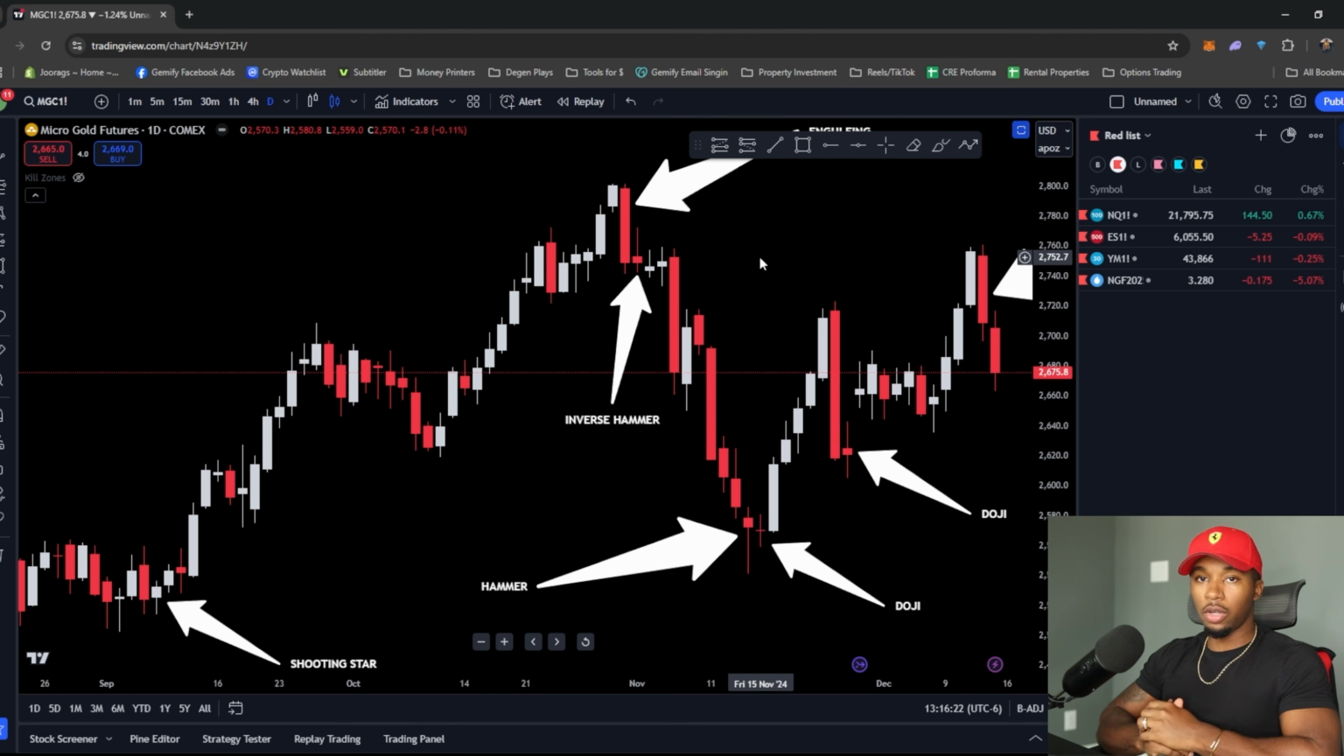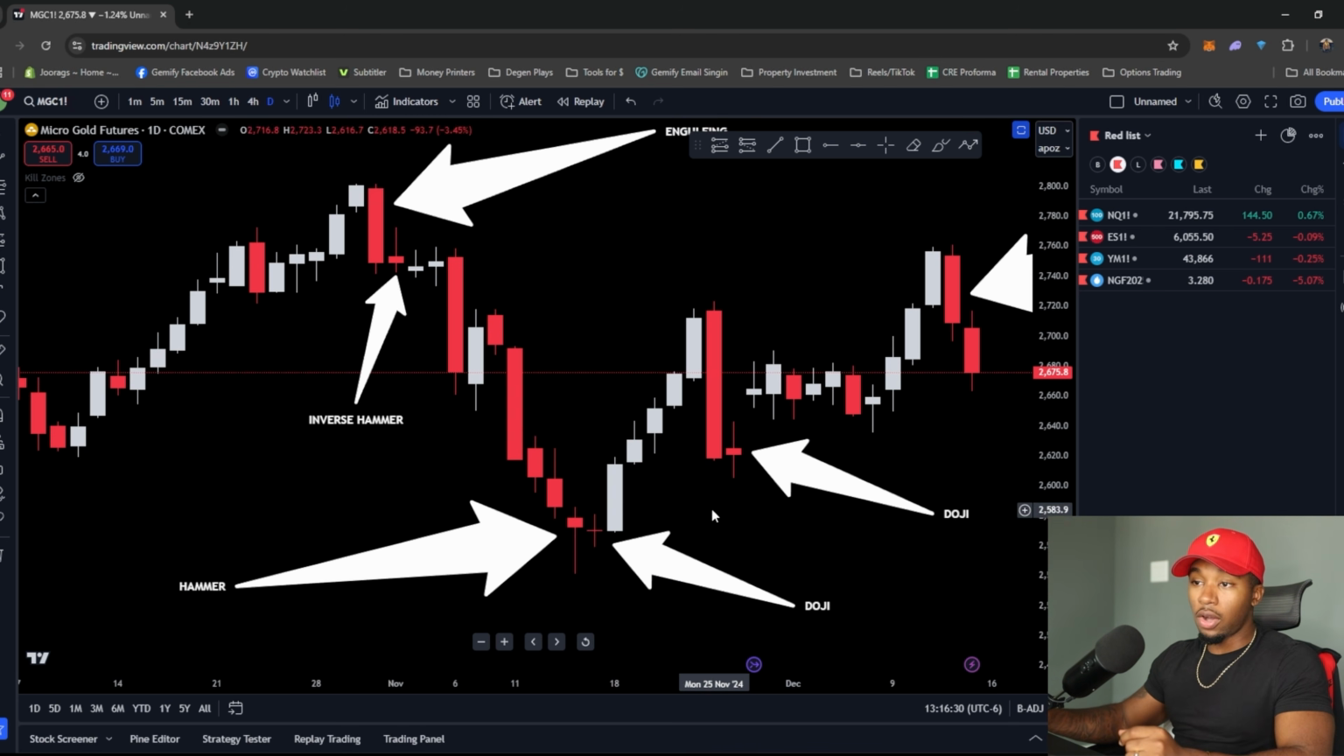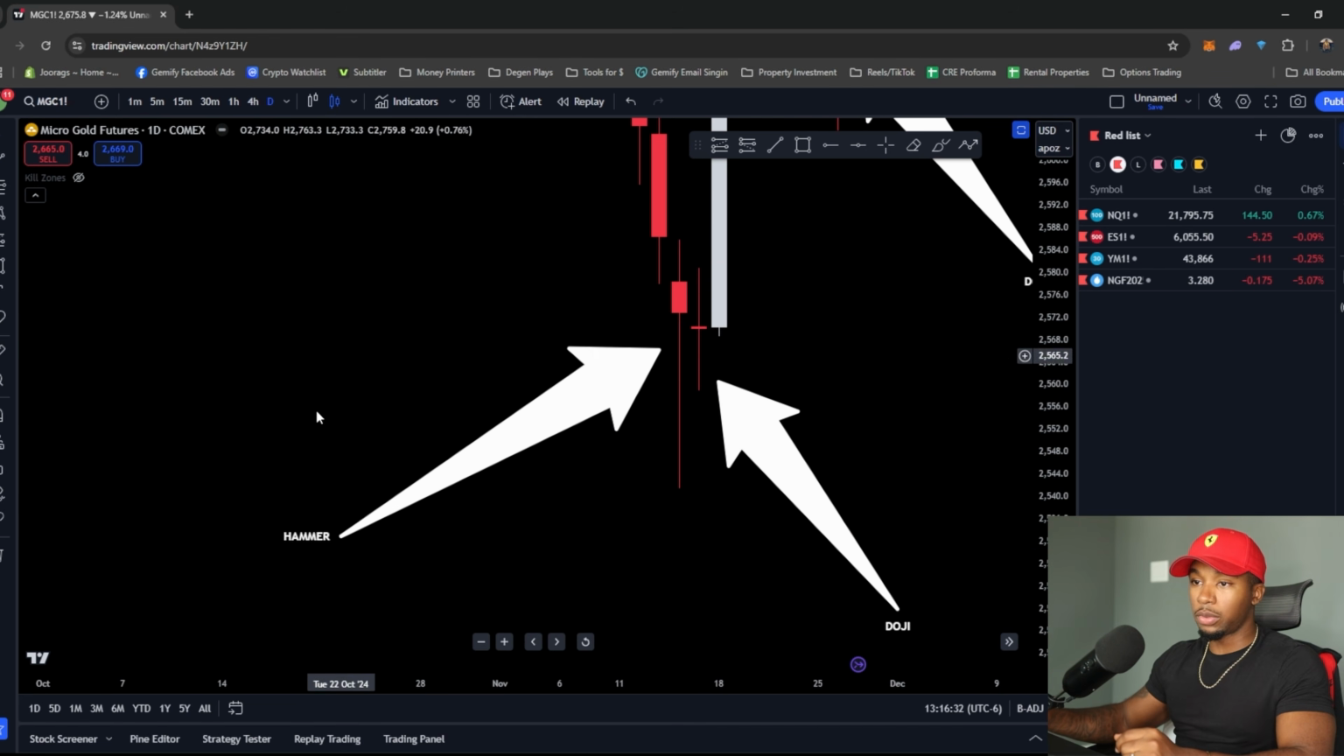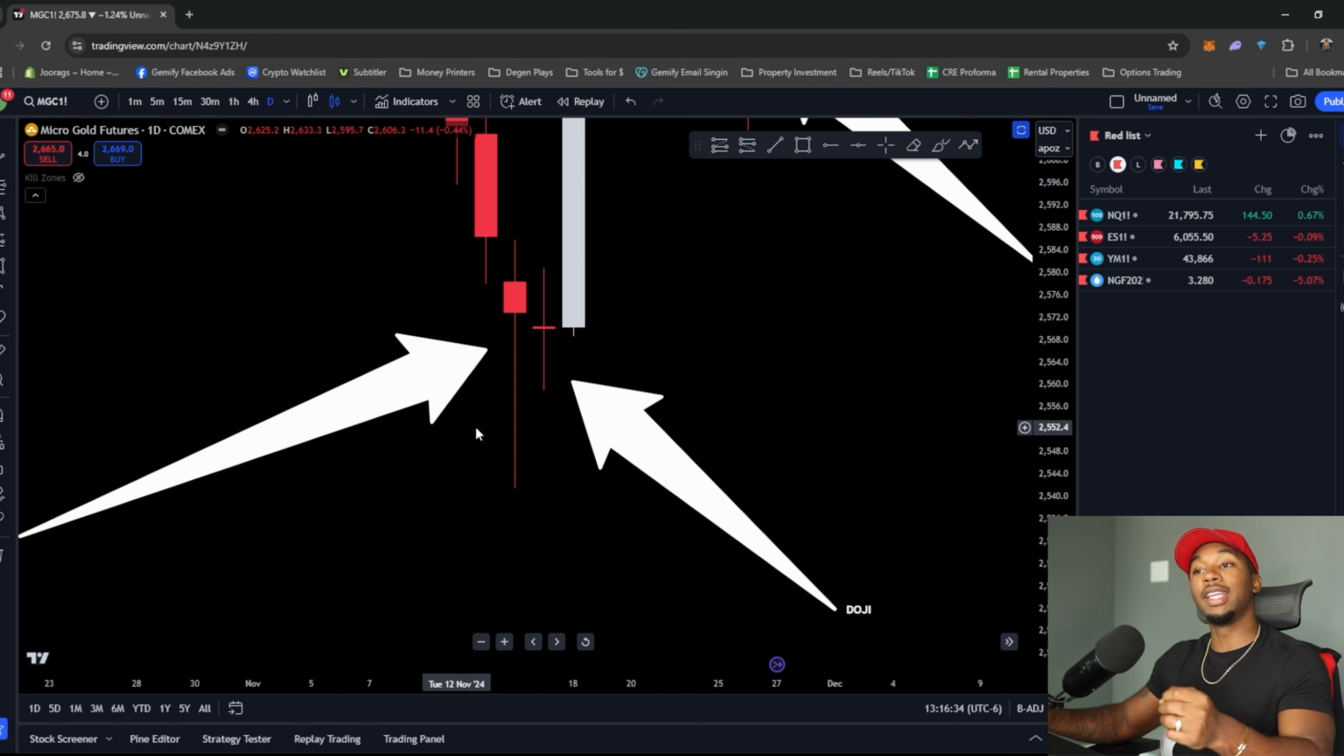Now, the next one I'm going to go over is called a hammer candlestick. This is very similar to a shooting star or an inverse shooting star. Basically, we have a couple of examples right here. This is a hammer candlestick. We have a long wick on the bottom and a very small body at the top. It can have a wick at the top, but we prefer it has a very small wick or no wick at all.